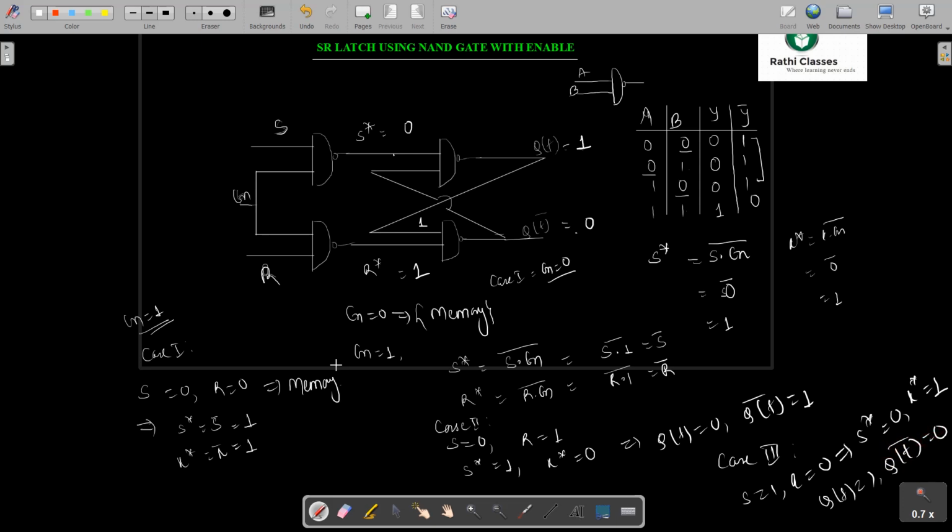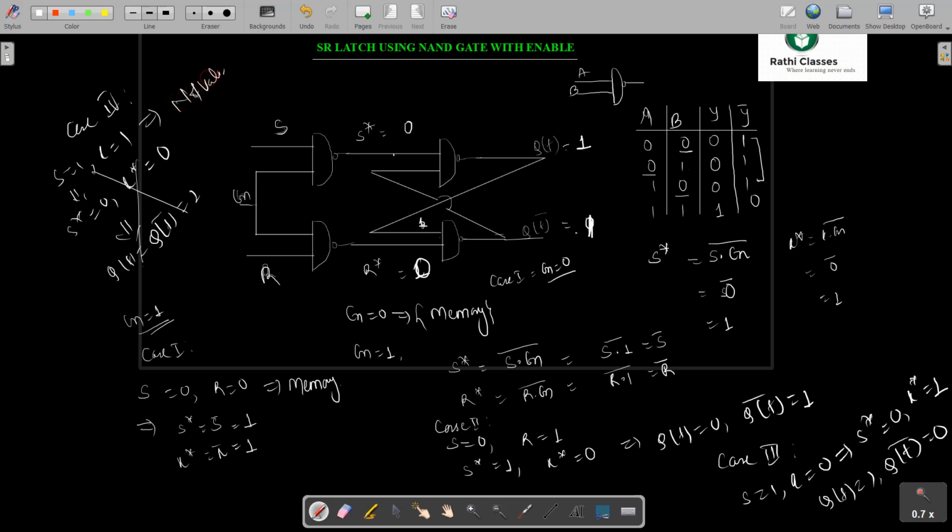And the final case would be case 4, when S is equal to 1 and R is equal to 1. S equal to 1 implies S star will be equal to 0, and R equal to 1 implies R star will be equal to 1 bar, that is nothing but 0. If both the inputs are 0, irrespective of whatever the next input will be, my output will always be equal to 1. So this is also 1, and this will also be equal to 1. That means Q of T is equal to Q of T bar is equal to 1. This is completely not a valid scenario because they are complements, so they should be opposite to each other. So S equal to 1, R equal to 1 is not a valid case.